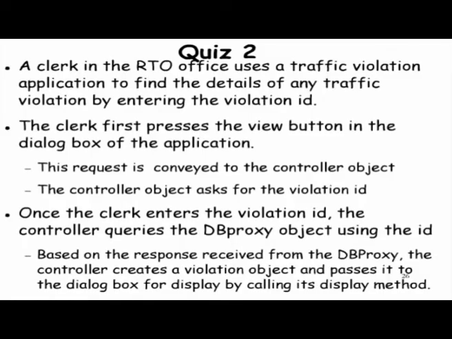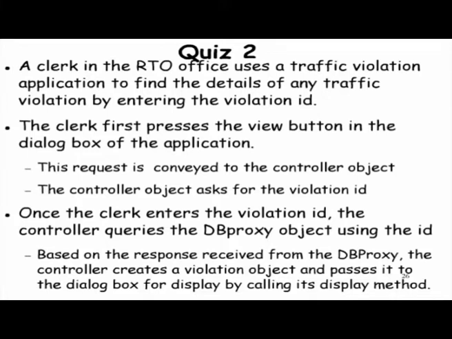A clerk in the RTO office uses a traffic violation application to find the details of any traffic violation by entering the violation ID. So the clerk would enter the violation ID to get the details of the traffic violation. The clerk first presses the view button in the dialog box of the application. The request is conveyed to the controller object. The controller object asks for the violation ID.